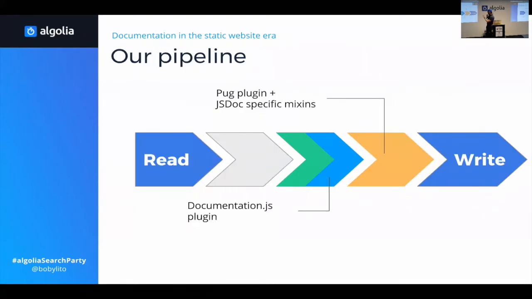In our pipeline, we then have the Pug plugin, and this plugin is responsible for transforming the data into the actual HTML files for our documentation. We use two parts in this plugin: templates for the different kinds of things that we want to document, and mixins for repetitive stuff, like how to display a type or how to display a function.